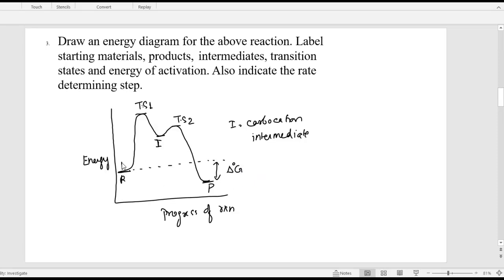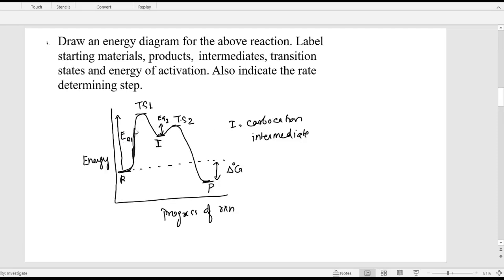The energy of activation, you again have two energies of activation. From here to here is EA, say we call it EA1, and then from here to here, this small energy of activation is EA2. Now when you look at this, EA1 has got the higher energy of activation, so your first step should be your rate determining step.